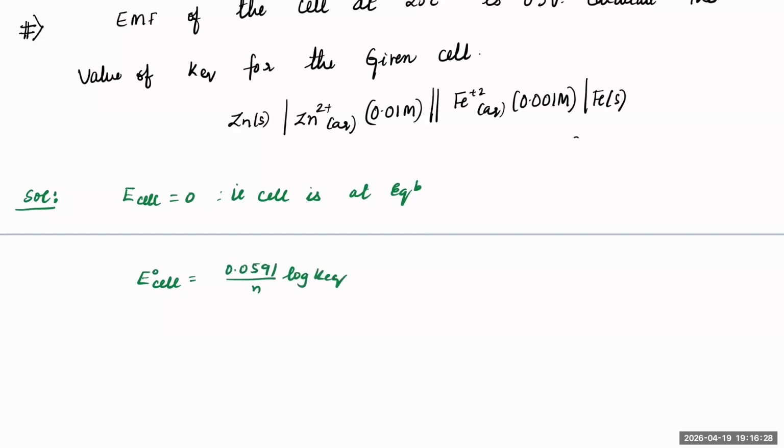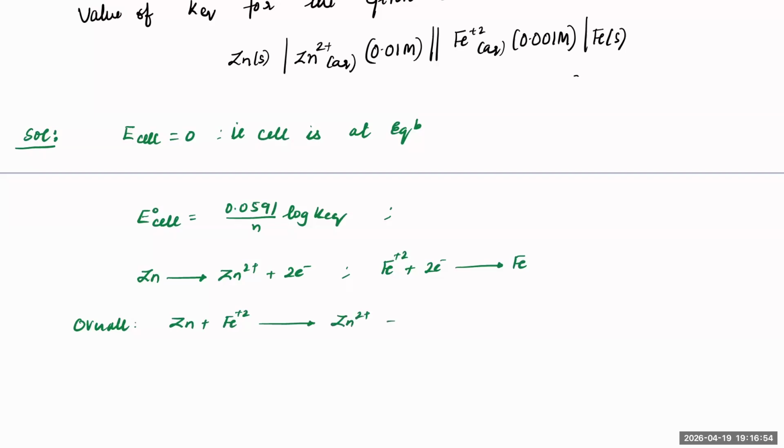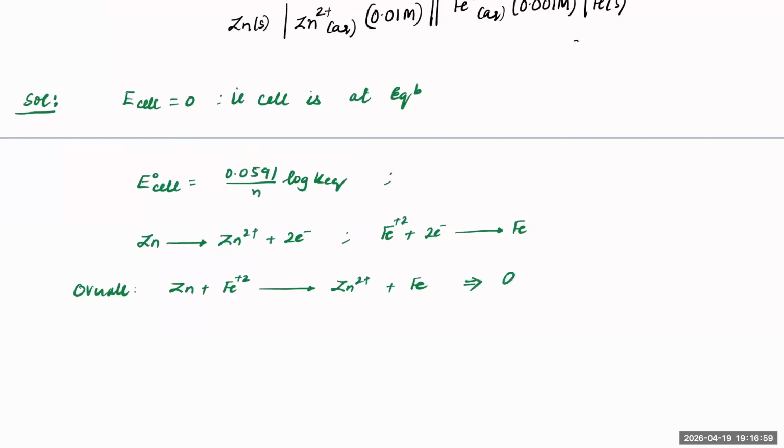Okay, and if I write this as the overall equation here, zinc is oxidizing itself into Zn2+ plus 2 electrons. Iron is getting reduced to Fe, and the overall reaction is zinc plus Fe2+ becoming Zn2+ plus Fe. So that implies Q will be equal to Zn2+ by Fe2+.